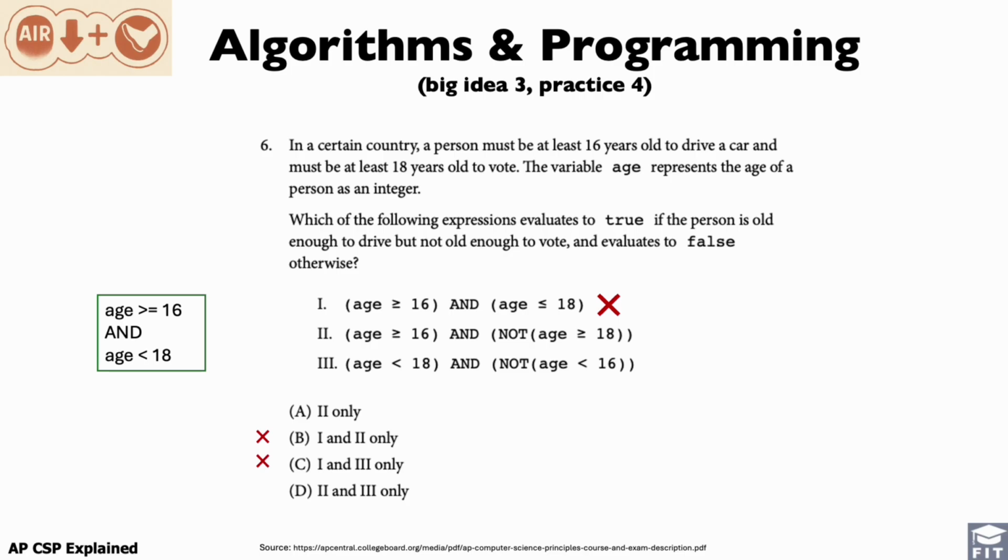Both A and D include option 2, which we know is correct. Let's quickly check option 3. Age less than 18. That's true. Not age less than 16. That's logically the same as age greater than or equal to 16, which also checks out. So that confirms the answer is D.